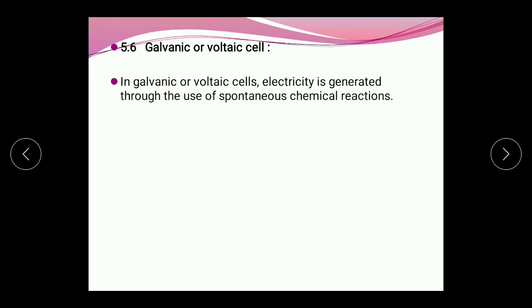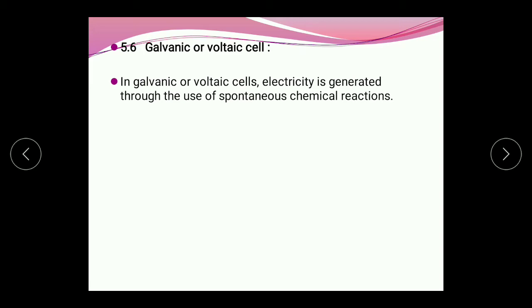So many of the batteries or the galvanic cells are important in our day-to-day life. What actually happens there, how the electricity is produced, that we are going to learn in this type of cell.